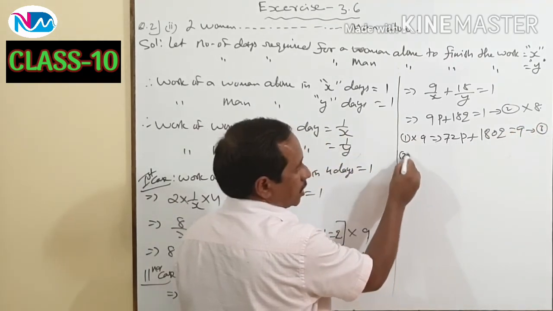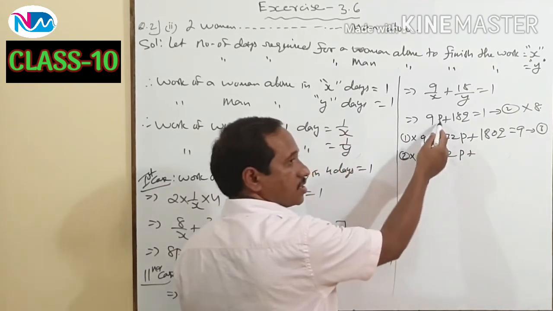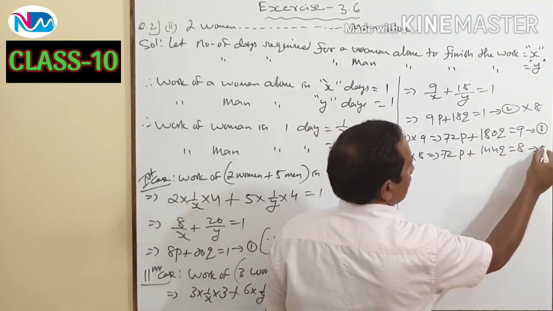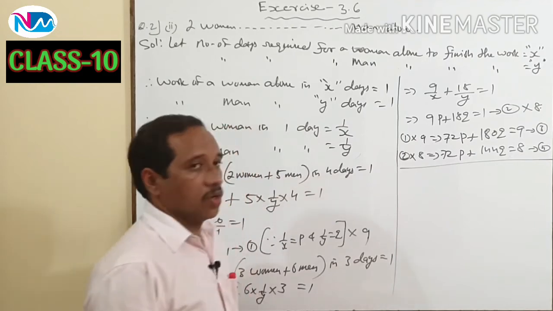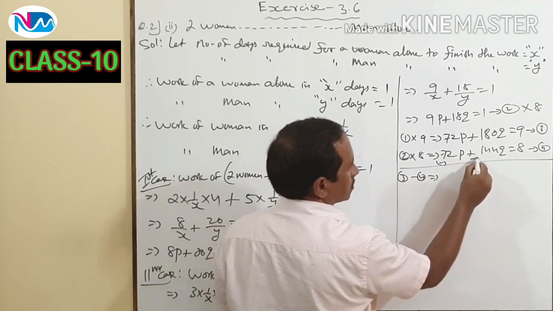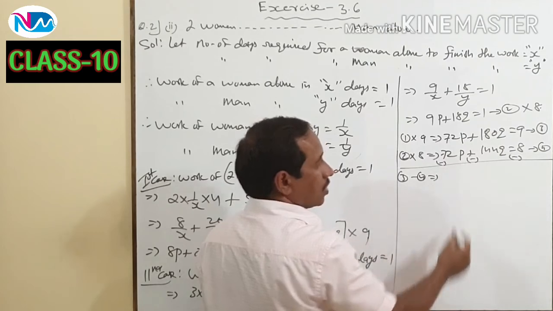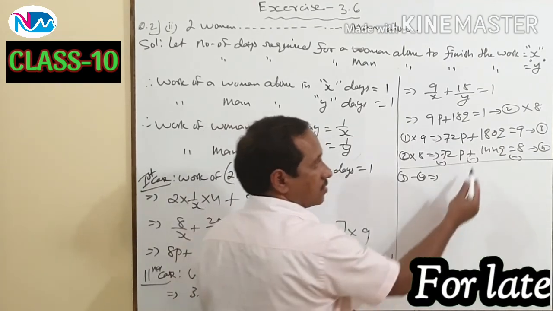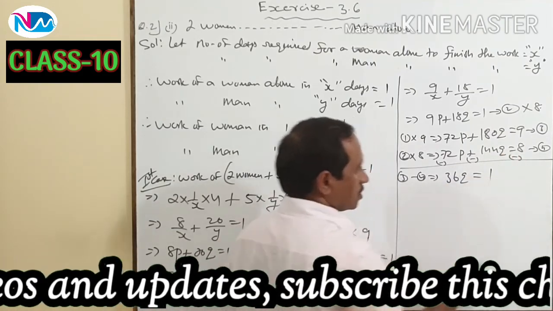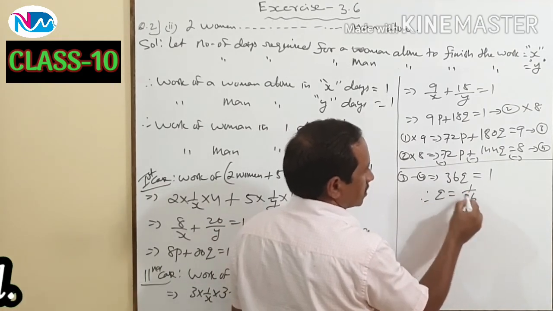Now I multiply equation number 2 with 8, which gives 8 into 9, 72p, plus 8 into 18, that is 144q, is equal to 8 into 1, 8, equation number 4. Now we have to subtract equation number 3 minus equation number 4. 72p minus 72p will be cancelled. 180 minus 144 is equal to 36q. 9 minus 8 is equal to 1. Therefore, q is equal to 1 by 36.